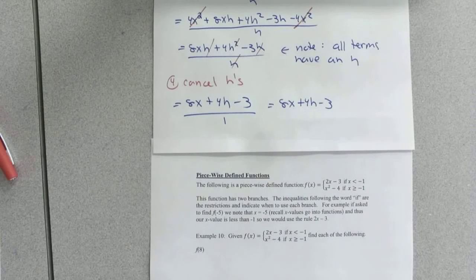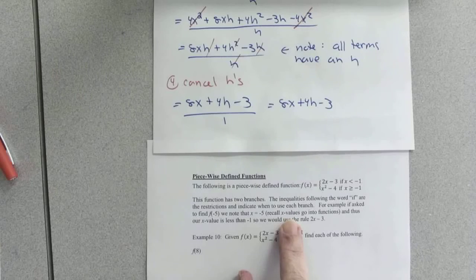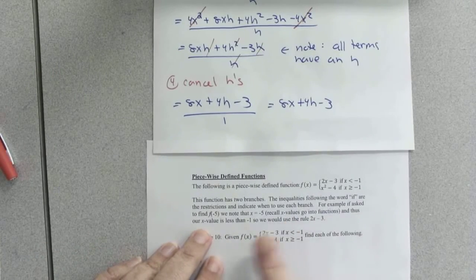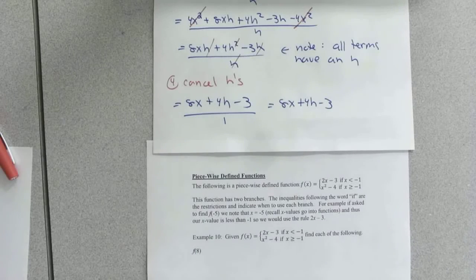I've seen some videos that call the inequalities that follow the if domains. I prefer the word restrictions, but they tell you when to use each branch. For example, if you were asked to find f of -5, we note that x equals -5, that x values go into the function, and thus our x value is less than -1, so we use the rule 2x minus 3. And we will talk about that in much greater detail in a minute.